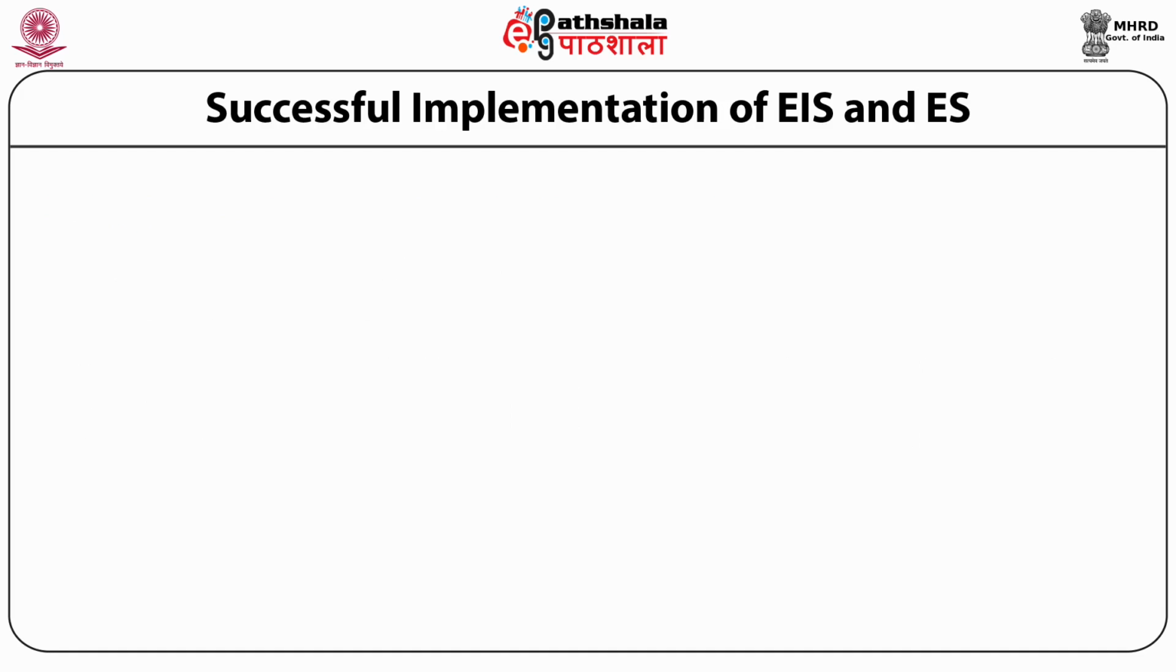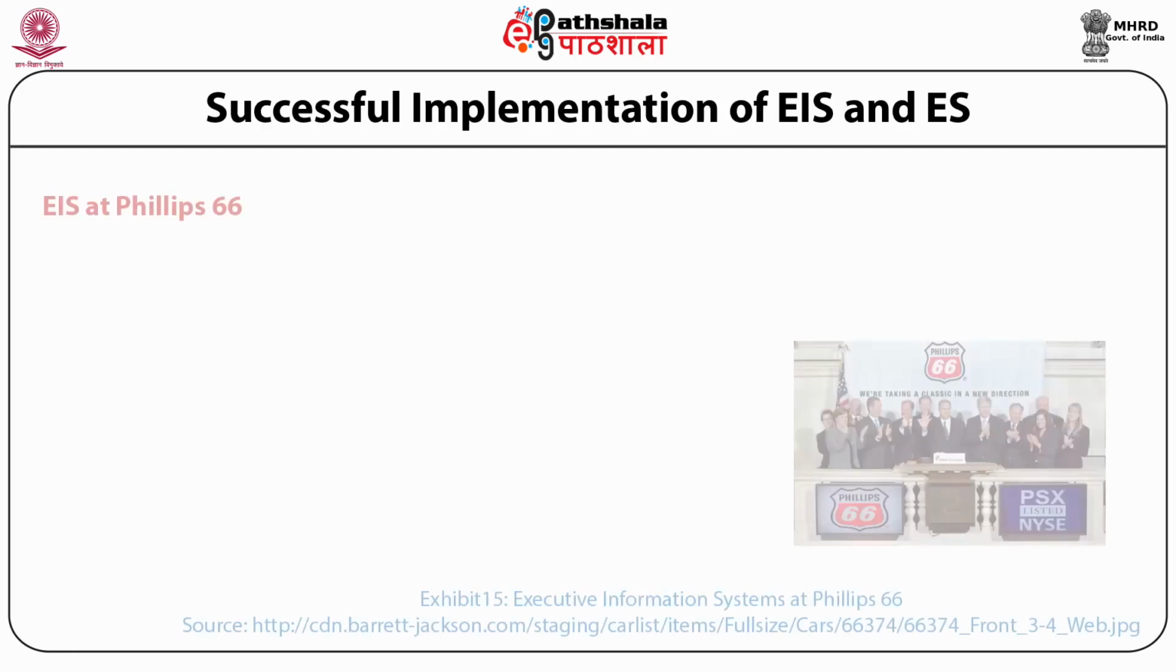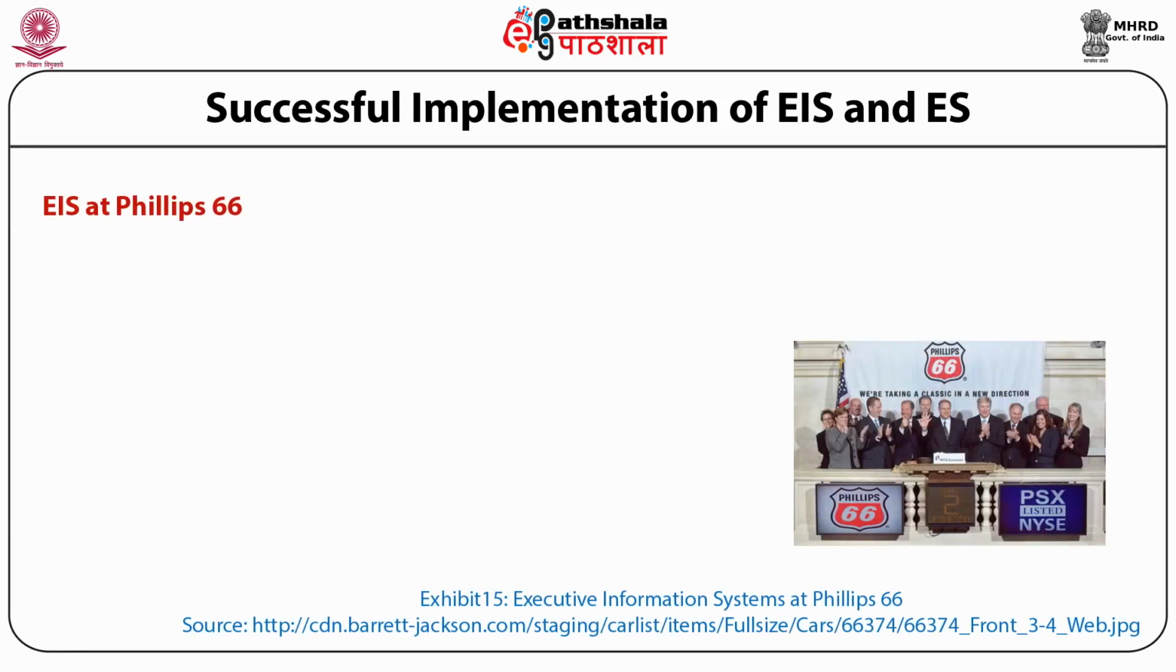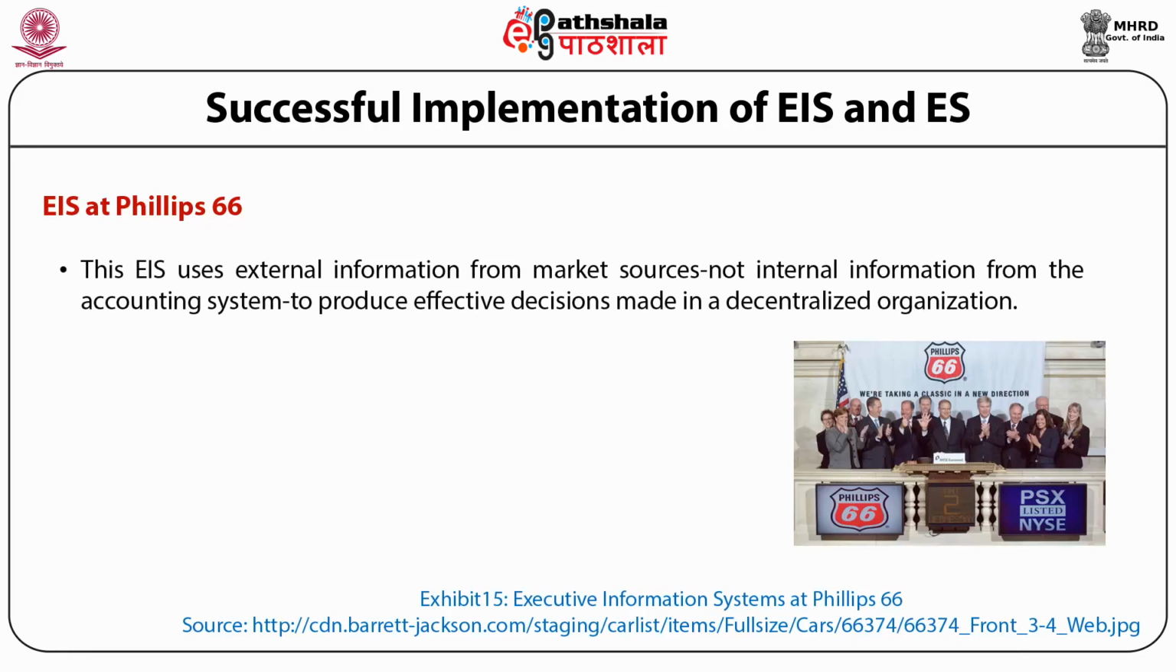Students, let's take up successful examples where expert systems and executive information systems have been implemented. We will look at a scenario of Philips. The executive information system uses external information from market sources, not just internal information from the accounting system, to produce effective decisions made in a decentralized organization.